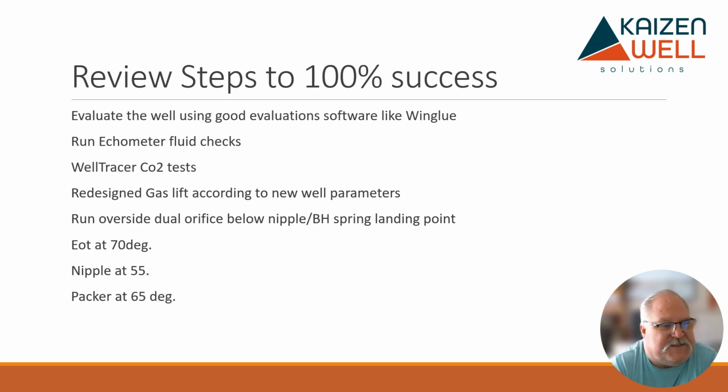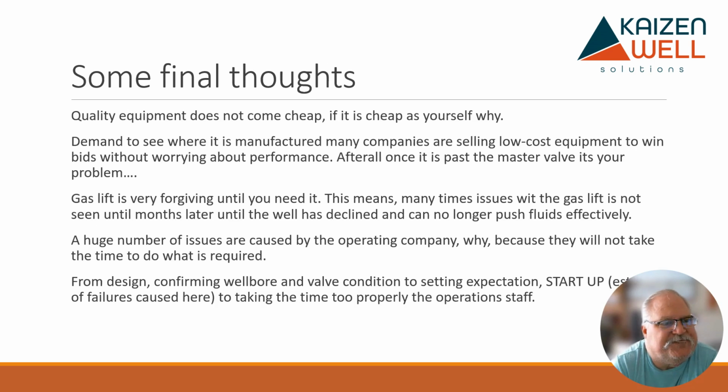Review steps to 100% success. So here's something. Evaluate the well using good evaluation software like WellFlo, run Echometer fluid checks, well tracer CO2 tests, redesign the gas lift according to the new well parameters and make sure things are right. Run oversized orifices sometimes below the bottom hole spring to improve throughput at that point. And we're not worried about casing heading at this point when we're in Gapple. We actually want to be able to get lots of volume through there. Make sure the inner tubing is at 70 degrees, nipple at 55, packer at 65. Some basic things that you can do to help improve that.